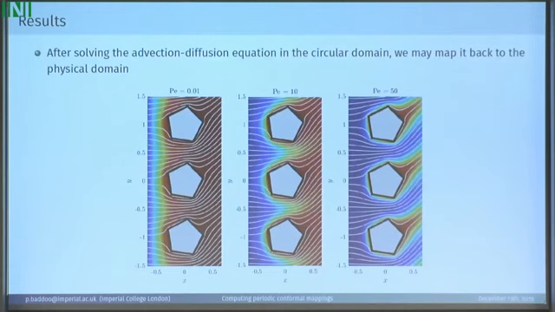But the nice thing is that that circular domain doesn't see any of these points of non-smoothness on this boundary because we've done the conformal mapping. And this is advection diffusion for a range of Peclet numbers. The Peclet number represents the ratio of advection to diffusion. So in these low Peclet number regimes, diffusion is dominating, so this chemical is free to spread out.